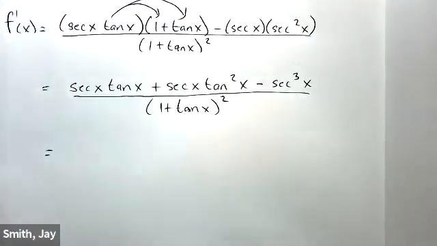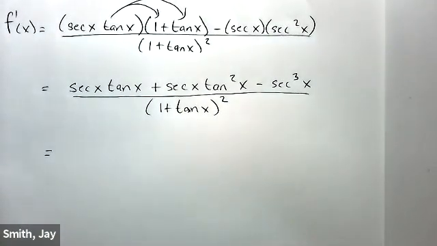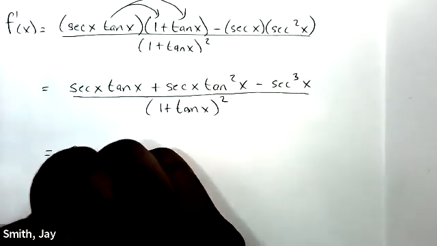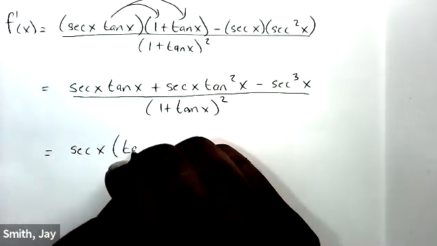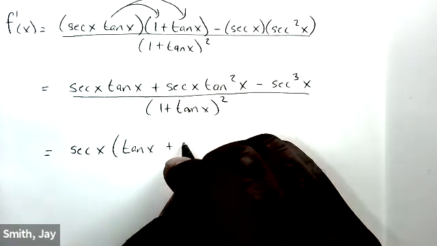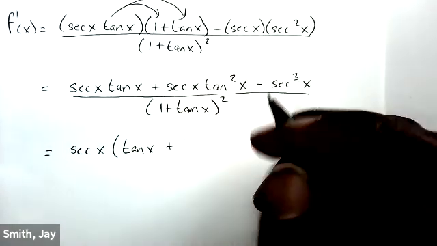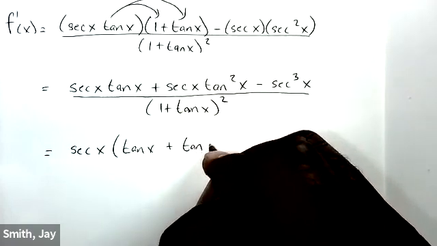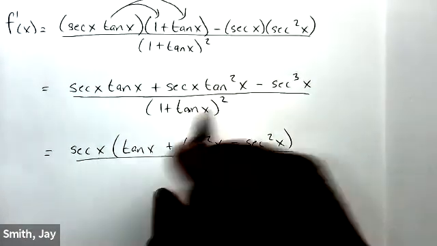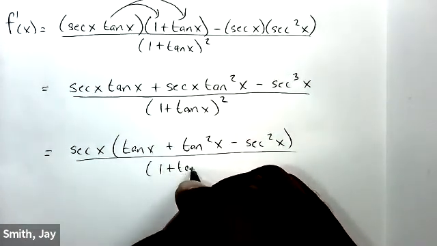All right, so in my numerator, we have 3 terms. First term, secant x tangent x. Second term, secant x tangent squared of x. Third term, secant cubed of x. All three of these terms have at least one secant x in common, so we can factor out a secant x from all three terms, which is going to leave me with tangent x plus tangent squared of x minus secant squared of x. All of this still being divided by 1 plus tangent x squared.